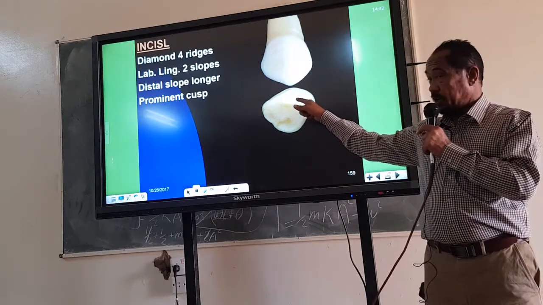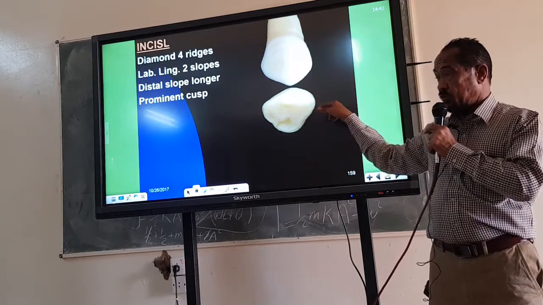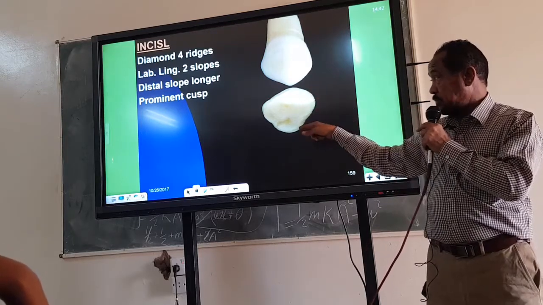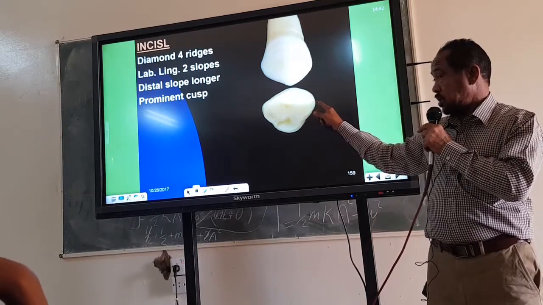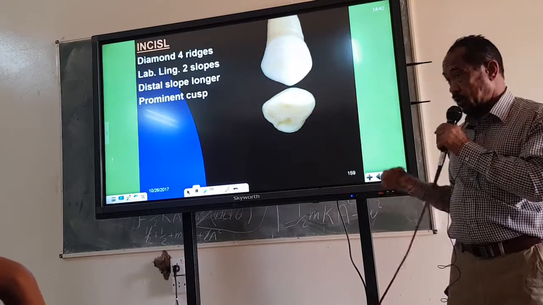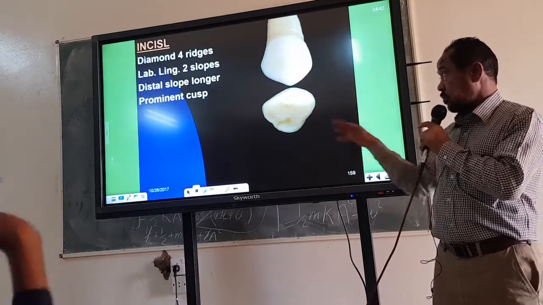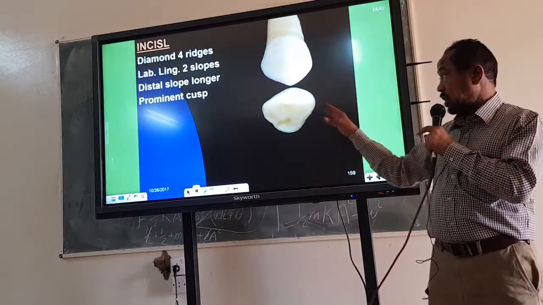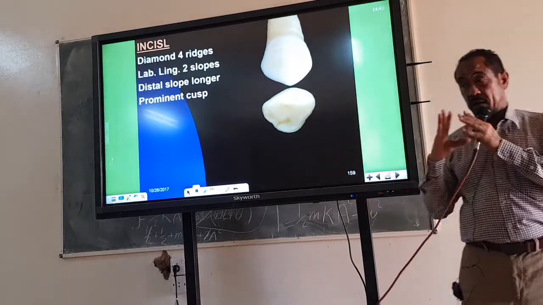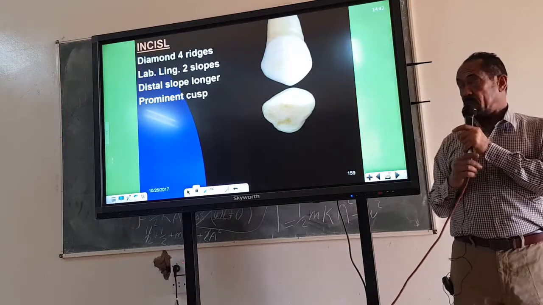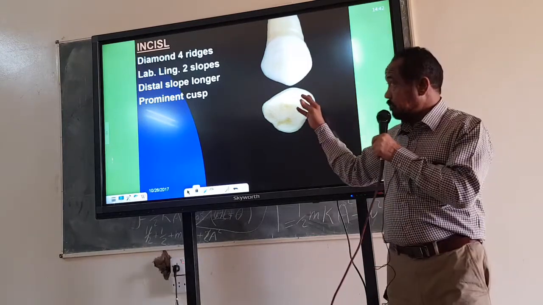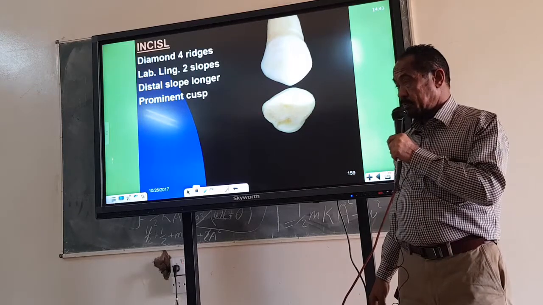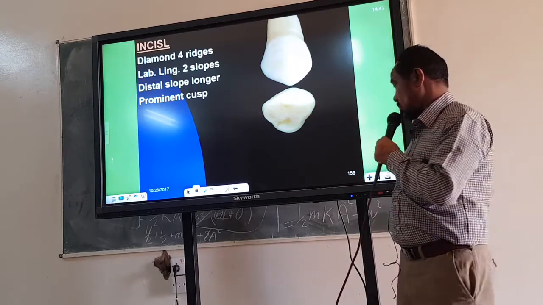This tip of the canine is made by convergence of four ridges. Four ridges meet: labial ridge, lingual ridge, and the mesial and distal cusp slopes, which are in the form of ridges. They all meet at this tip. So the incisal edge is diamond shaped, like a diamond. The cusp is sharp and long.